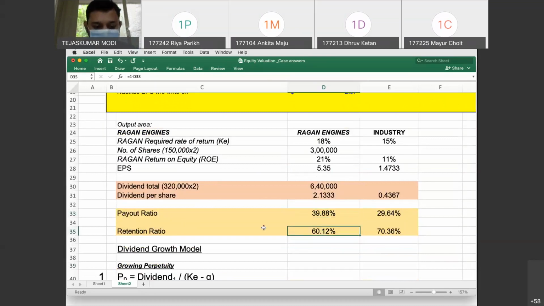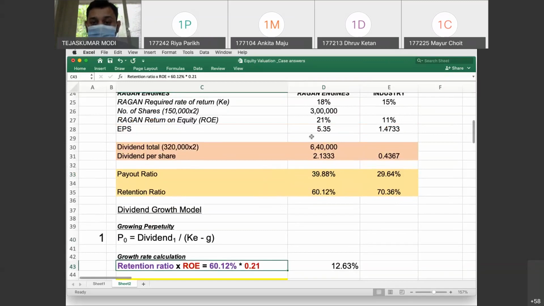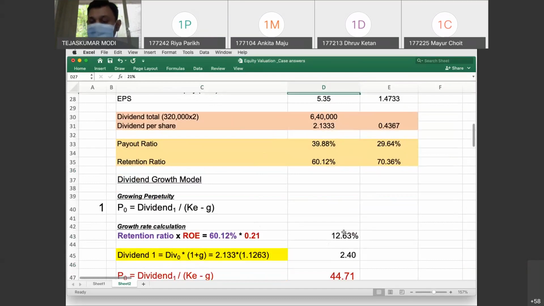Now we can calculate growth, beta. You can use this formula because this growth is always going to remain, as per the first question, right? So the formula is dividend at time 1 divided by R, or you can say cost of equity, because R is confusing sometimes. So I am using the word KE, but you can also use R, KE minus G. G we can calculate now because G was not given to us. So G is 60.12 percentage into 21 percentage return on equity. Multiplication of these two is the growth rate, 12.63 percentage.